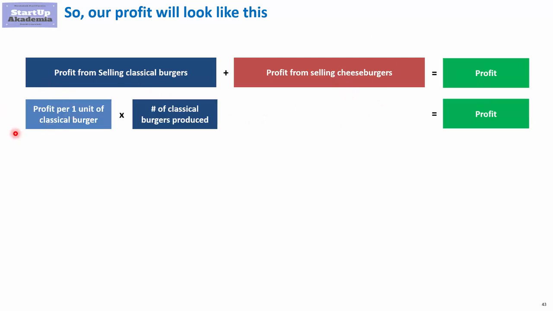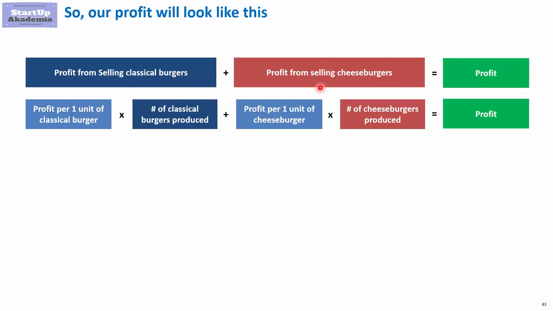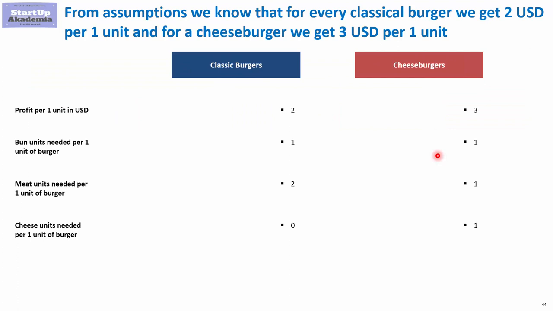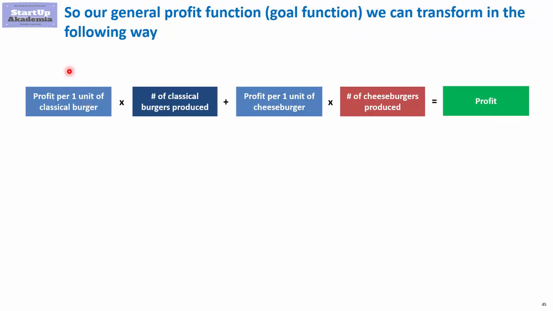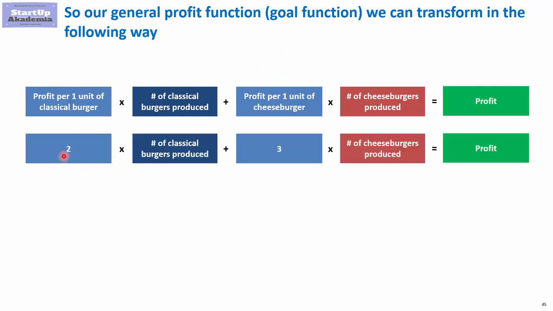The first part we obviously can present as a multiplication of the profit per 1 unit and the number of classical burgers produced. We obviously assume that we sell everything we produce, and the very same goes for the profit from selling cheeseburgers. So we've got the profit per 1 unit multiplied by the number of burgers we have produced and sold. As you might remember, we have from the assumption that one classical burger gives us $2 per unit and then the cheeseburger $3. So if we put it into our equation, we will get the following thing. The profit per 1 unit is 2, and then the profit per 1 unit of cheeseburger is 3.